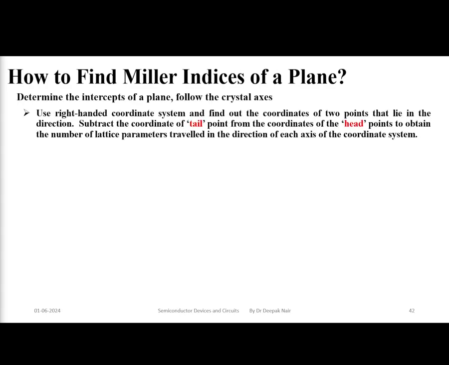So for that, we first have to always follow the right-handed coordinate system. In the right-handed system, this direction is your plus, the up is your plus, and this direction is your plus. So plus x, plus y, and plus z. That means this direction is your minus x.